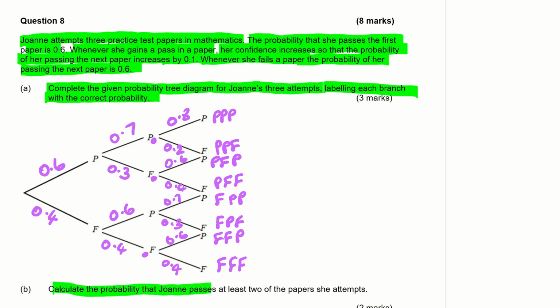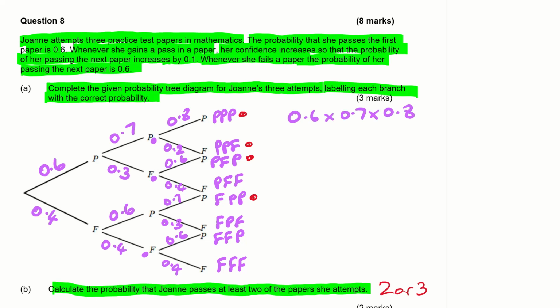Calculate the probability that Joanne passes at least 2 of the papers she attempts. And that means 2 or 3, at least 2. So the ones we want are here, here, here, and here. So that probability is going to be 0.6 times 0.7 times 0.8. That's going straight along the top of the diagram up here.